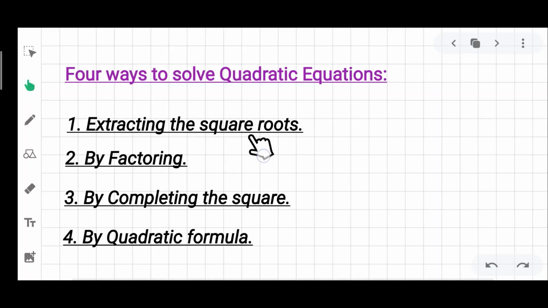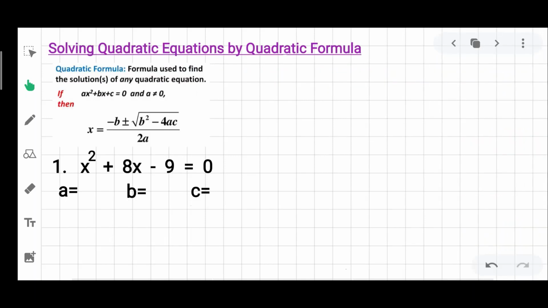Last time, we tackled extracting the square root, factoring, and completing the square. So today, we will discuss how to solve a quadratic equation by the quadratic formula. Okay, so ano nga ba ang ibig sabihin ng quadratic formula? It is a formula used to find the solutions of any quadratic equation.